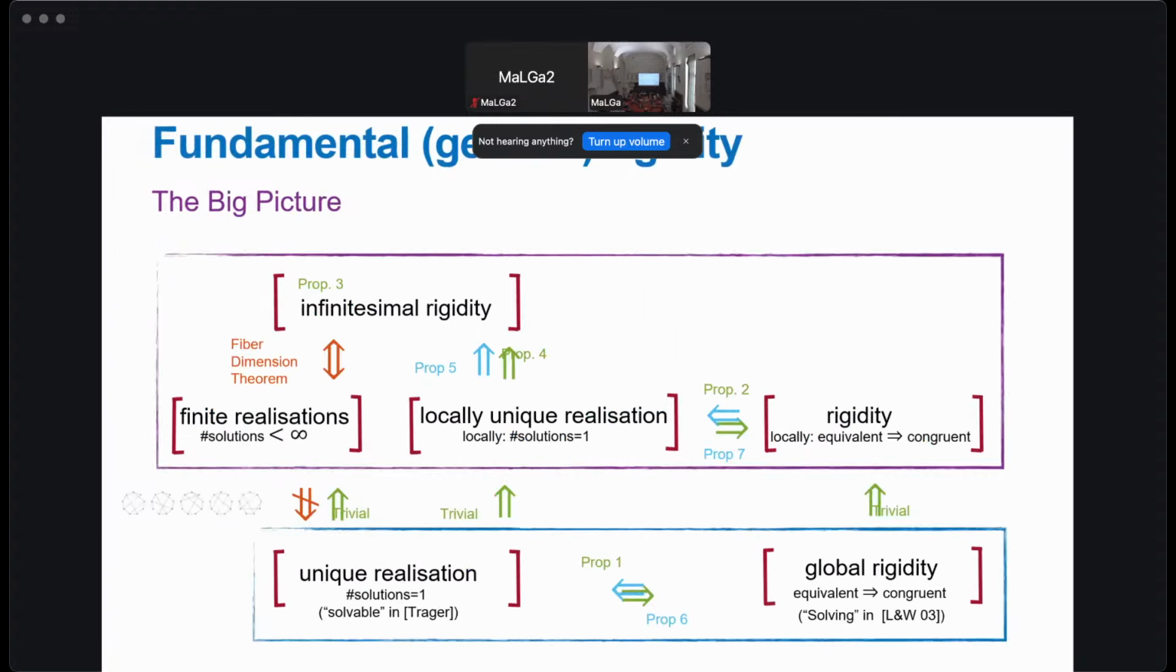And finally, we connected these to other notions of rigidity in the fundamental case. And in the end, the big picture is that we have two notions of rigidity, one local and one global, pretty much as in the distance case. So in the local case, checking the local rigidity is simply a matter of computing the rank of the Jacobian of the measurement function, and this is a local notion of rigidity, whereas the global rigidity remains a matter of solving a system of polynomial equations.